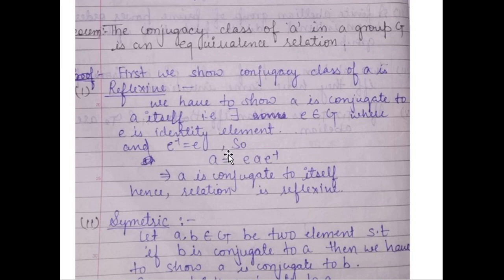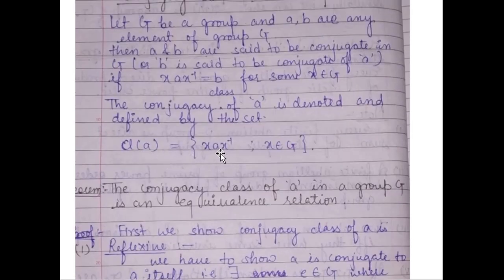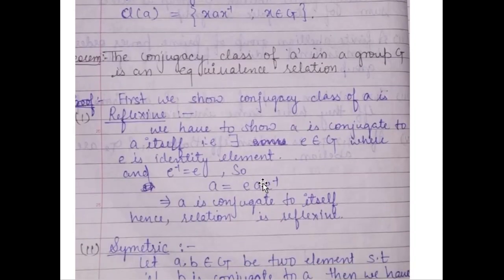Since G is a group, it must have an identity element. So let e belonging to G be the identity element of G. Then we know the identity element is unique and it is self-inverse. That is, e inverse will be equal to e. So now we can write A as e A e inverse, which is equal to A. So that is a relation of the type x A x inverse where x belongs to G; here in place of x we have e. So that implies A is conjugate to A itself. Hence this relation of conjugacy is reflexive.